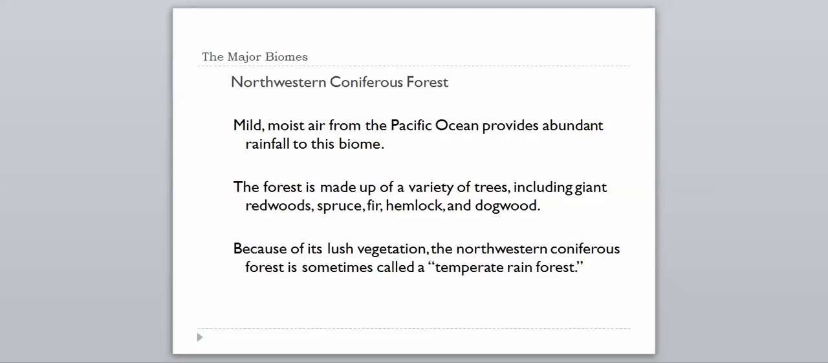So our next one is called the coniferous forest, and it's the northwest, so it's going to be in the northwest portion of the United States. And so mild, moist air from the Pacific Ocean provides abundant rainfall to this biome, so there's a lot of rain. It's made up of a variety of trees, including giant redwoods, spruce, fir, hemlock, and dogwood, so all those are just big, the first one, redwoods, being the biggest trees. And because of its lush vegetation, the northwest coniferous forest is sometimes called the temperate rainforest. Because it receives so much rain and moisture, however, it's not that hot tropical, so they call it temperate because the temperature is more in the middle.